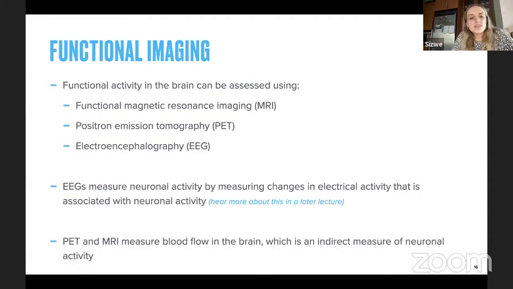Okay, EEGs, so that's that one there of the long word. It measures neuronal activity by measuring changes in electrical activity that is associated with neuronal activity. We'll hear more about this later, but basically when neurons are firing, there's an electrical impulse that is going on in our brain. So we are literally quite electric, okay? So when that neuron passes a message on to another, there's literally electrical activity that occurs, and we can measure that using an EEG.